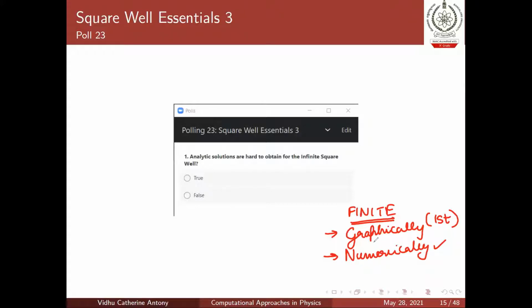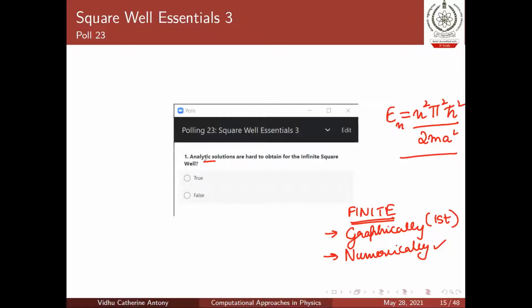So what do you mean by analytic? Analytic basically means exact solutions. For the infinite square well, if you remember, this is basically a particle in a box. So what were the energy eigenvalues that you had? E sub n is equal to n squared pi squared h bar squared divided by 2m a squared, a being the width of your well. This is the first thing that you learn in your quantum mechanics class: you learn about a free particle in a box.